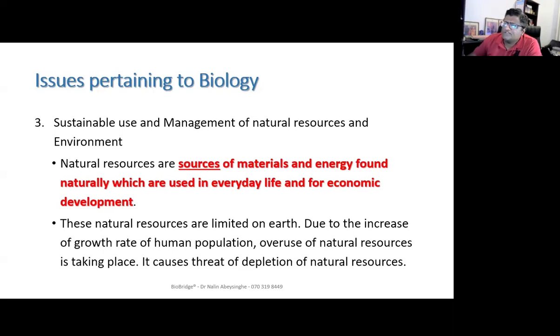So these natural resources are limited on Earth, and because of the increased growth rate of the human population, overuse of natural resources is taking place. So overuse occurs because of the increase of growth rate of human population. All these natural resources are exhausted. They are being utilized heavily because there is an overuse of material, right? Okay, fine.